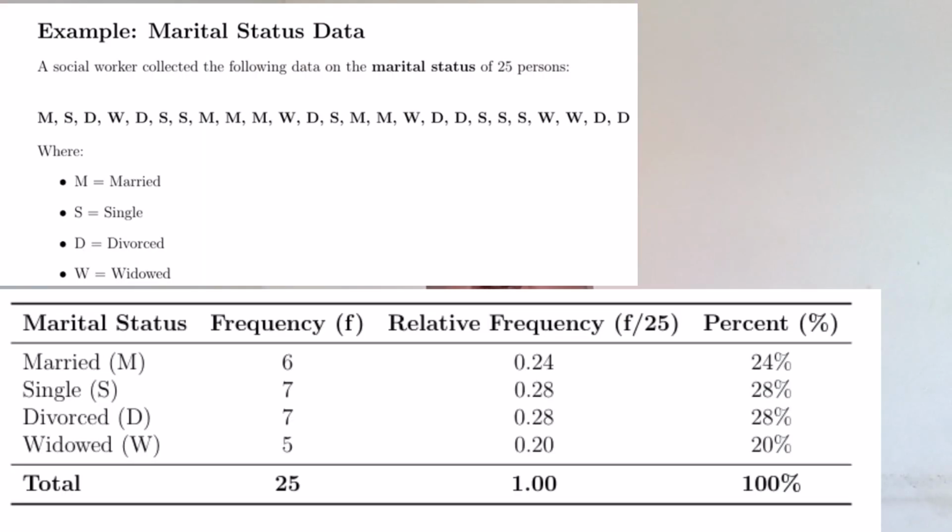In our last video, we explored how to build a categorical frequency distribution based on marital status data. Today, we will walk through step by step how to construct an ungrouped frequency distribution using family size data. Stay with me.